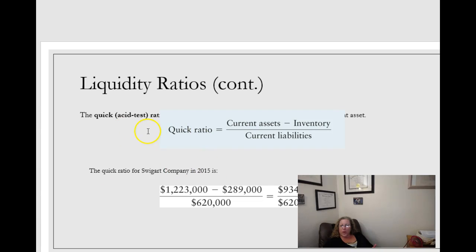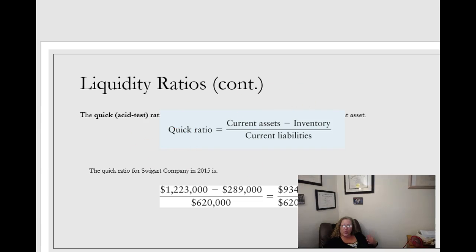Also, we have the quick or acid test ratio, and this is very similar to the current ratio, except that we're taking our inventory out of the picture, okay? So for the quick ratio, when we use those same figures as we did for the current ratio, but we take out our inventory, now we get a quick ratio of 1.51.